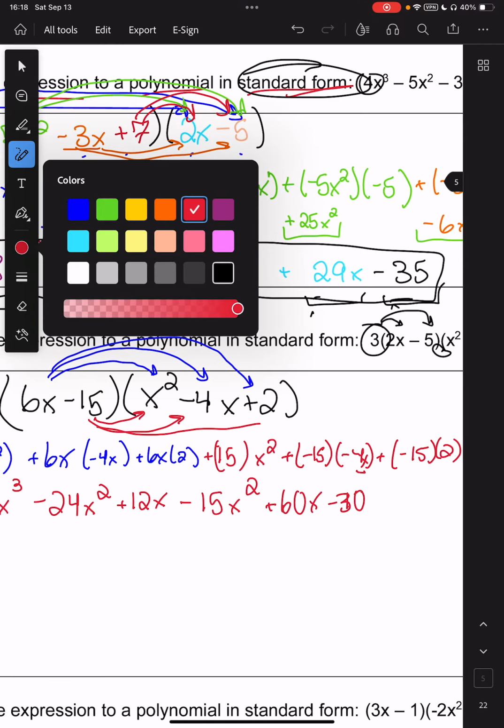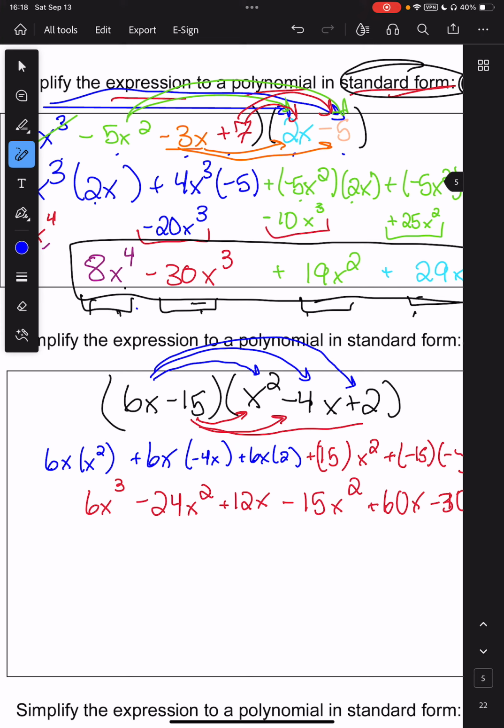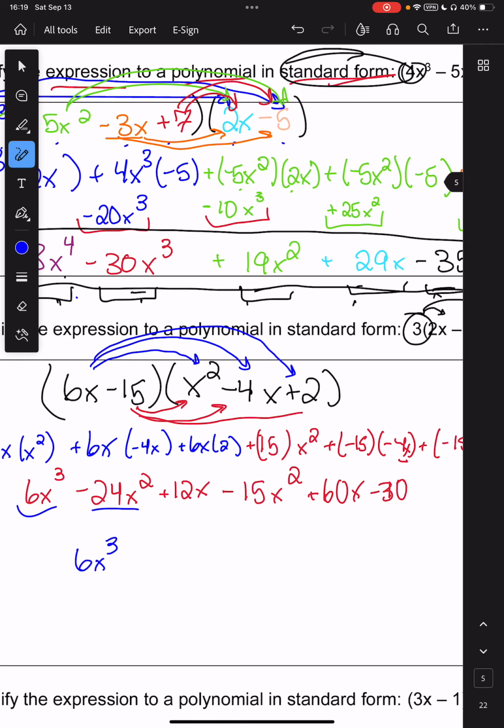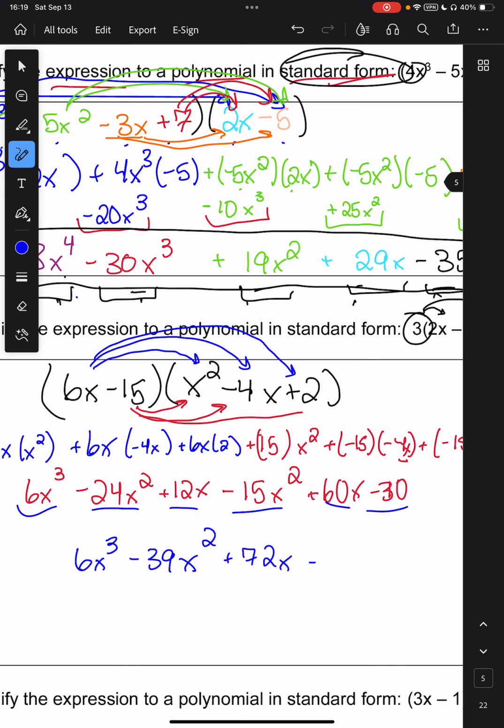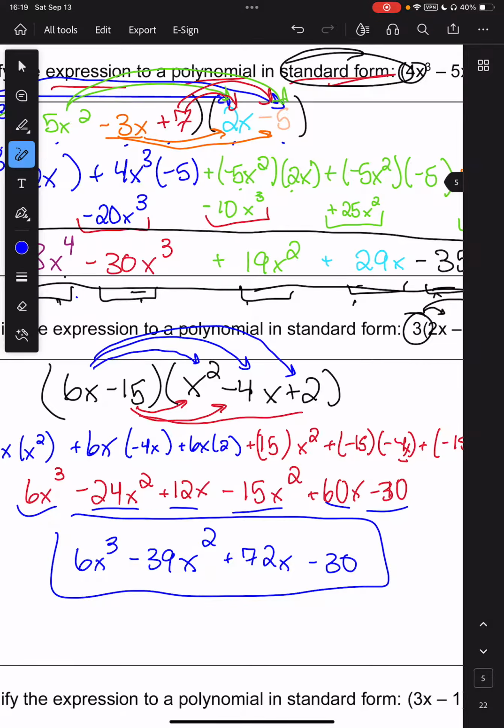So now what we want to do is just combine all our terms. We don't have any other x cubed, so we still have 6x cubed. We have x squared terms. Negative 24 minus 15 becomes negative 39, and remember, they're multiplied by x squared. Then we have 12x and 60x. That becomes 72x. And then our negative 30 isn't being combined with any other terms. So this is our equation in standard form.